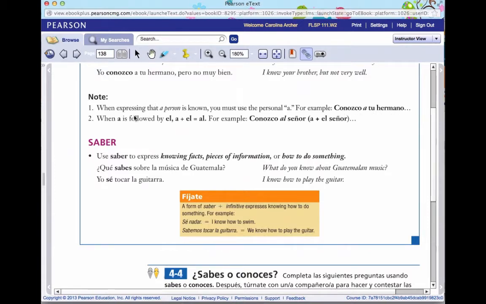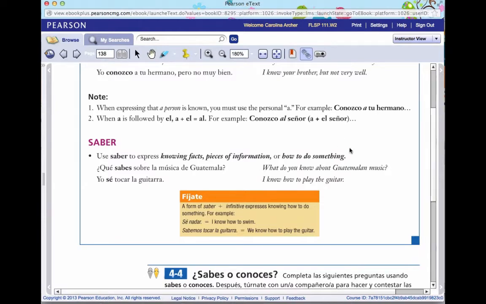Okay. And then when a is followed by el, we have to put a and el together, and we form the word al. It's a contracted word, okay? A contracted article, sorry about that. Conozco al señor. A plus el makes al. Conozco al señor. Okay, we can't say conozco a el señor.